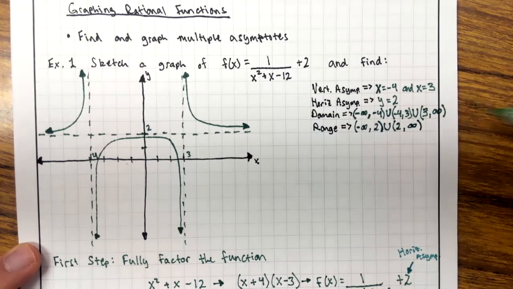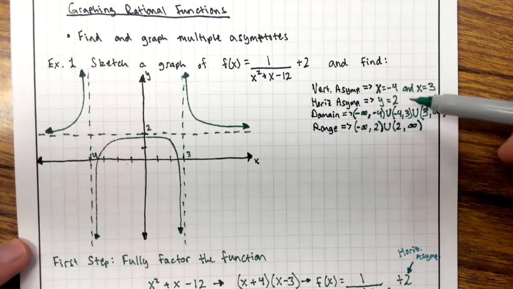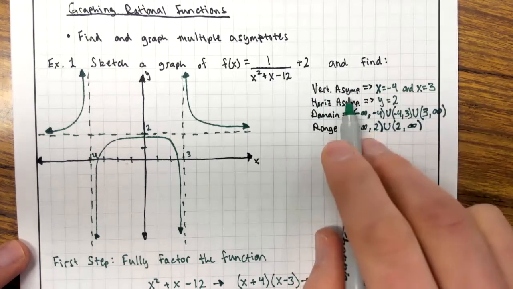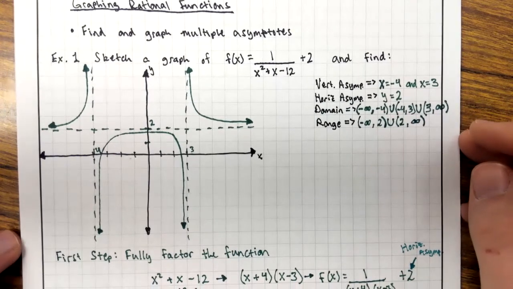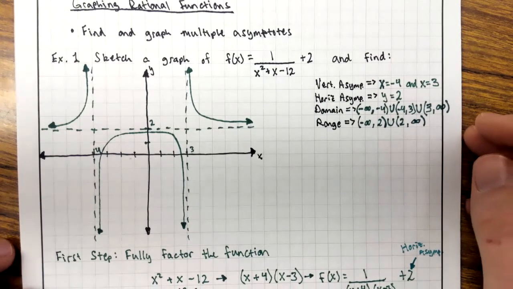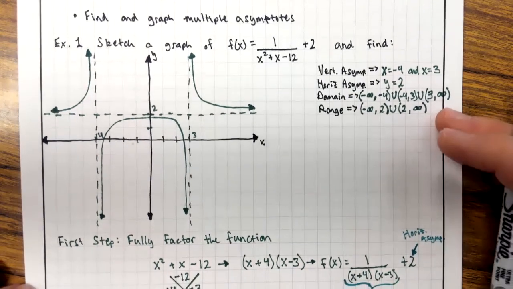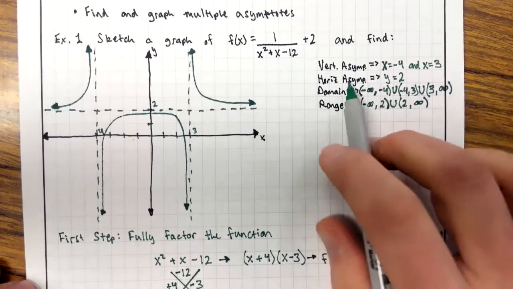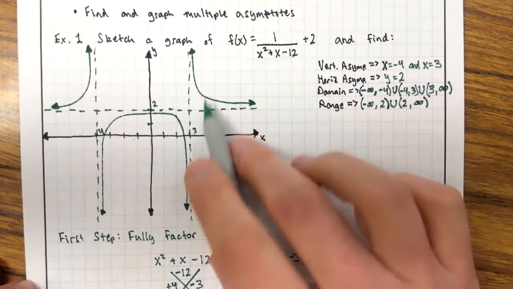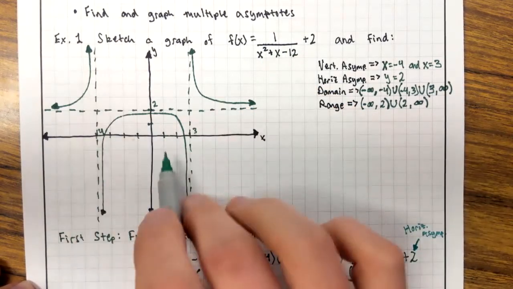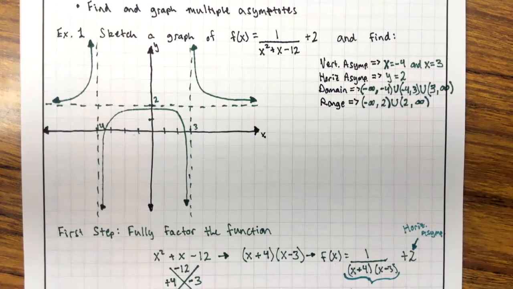So for now, really when you write the domain and range, you're just going to be using these asymptotes that you found earlier. And that's really all you're going to be doing on today's assignment. Looking at finding the asymptotes after you fully factor the function, plot those asymptotes, sketch a graph, find the domain and range. All right.